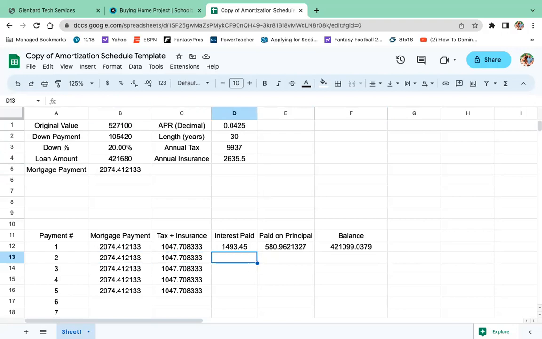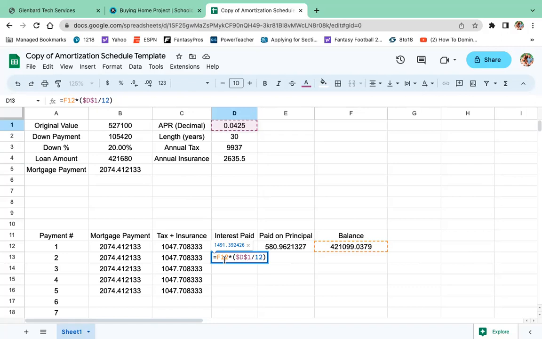Okay. Interest paid. Now, the interest paid is going to be based on the previous month's balance as your new principal. Again, times our rate divided by 12. Now, the rate we want to always be from D1. So I'm going to put dollar signs around that. I'm not going to put dollar signs around this, F12.